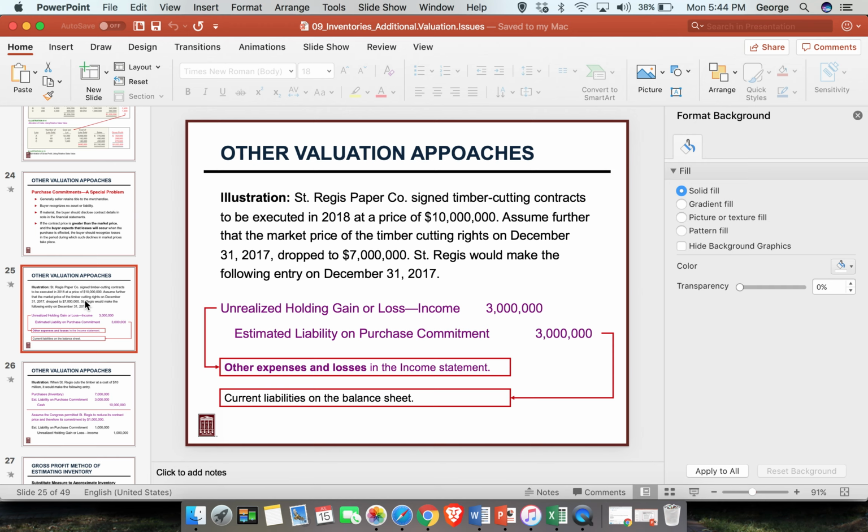Here's another example. St. Regis Paper signed timber cutting contracts to be executed at a price of $10 million. The market price drops to $7 million. So make the following entry: debit unrealized holding gain or loss in income, and credit estimated liability on purchase commitment for $3 million. So the unrealized holding gain or loss in income would go on the other expenses and losses in the income statement, and then the estimated liability on purchase commitment would hit your balance sheet.